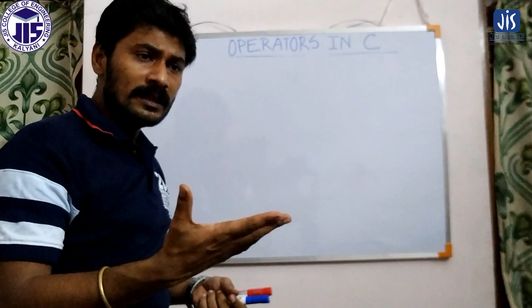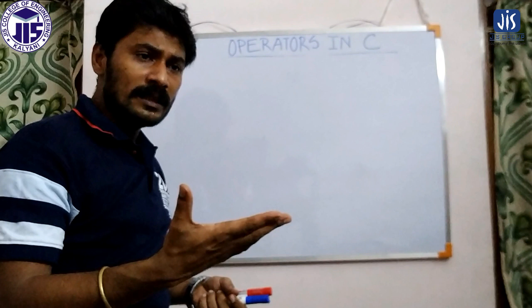Now here one thing I want to mention. If you look at this relational operator, here we are using A greater than B. Now what is the difference between A equals to B and A double equals to B? Because this is the relational operator we are just discussing, and when we discussed the assignment operator, I have shown that this is basically the assignment operator.